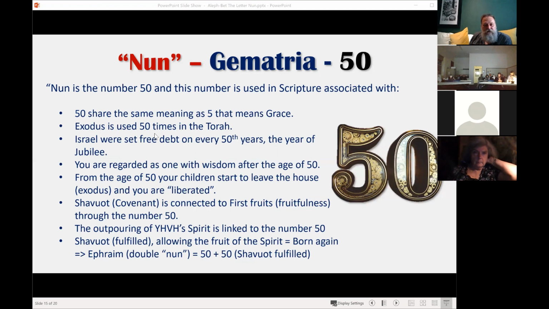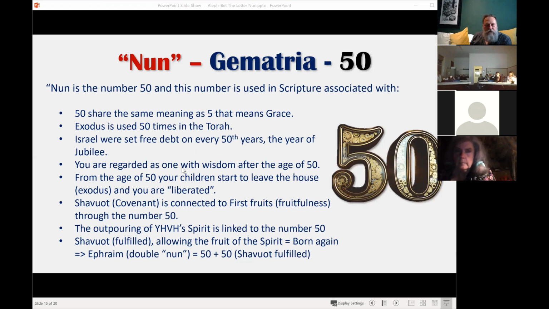The word Exodus is used 50 times in the Torah. So that means there's a lot of things that need to exit your life. You need to get rid of a lot of things, unlearn a lot of things. That's basically just describing the death of your nefesh. You need to let go of yourself. You need to be selfless. You need to be humble. You need to get rid of your pride. So it's all about the Exodus out of Egypt, or Egypt exiting you.